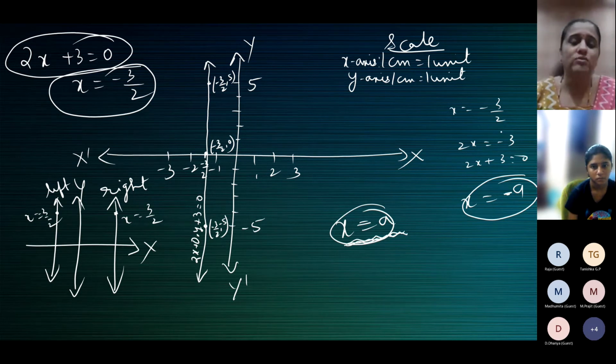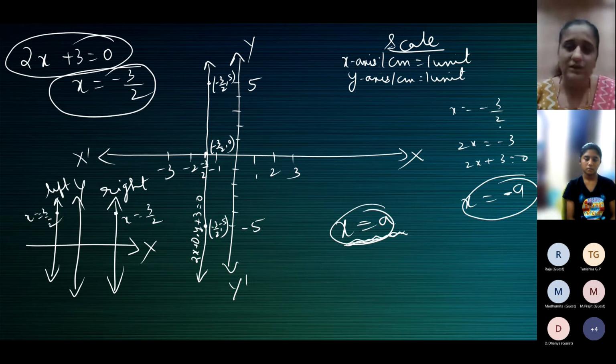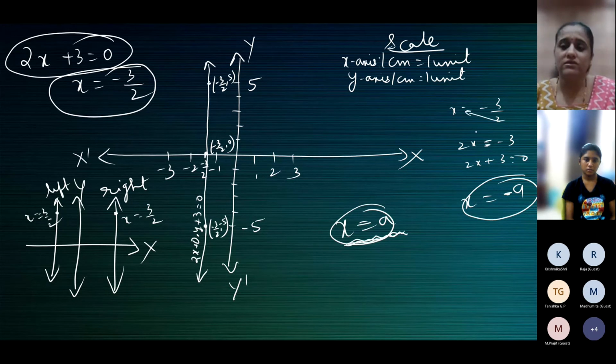When I say x is equal to minus 3 by 2, when you cross multiply, am I clear, children? Yes, ma'am. When we cross multiply, what do you get? 2x is equal to minus 3. 2x plus 3 is equal to 0. That's what this equation says.